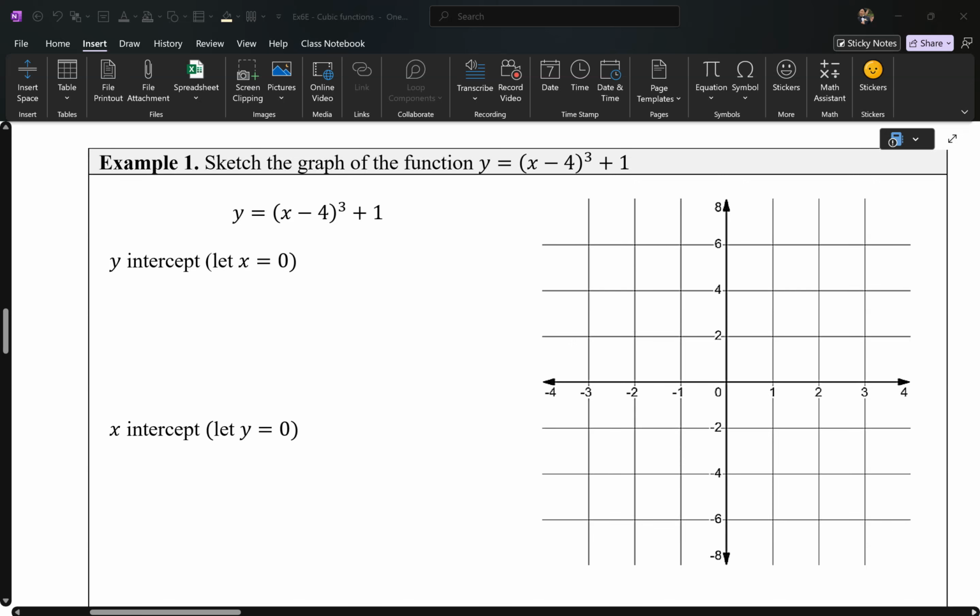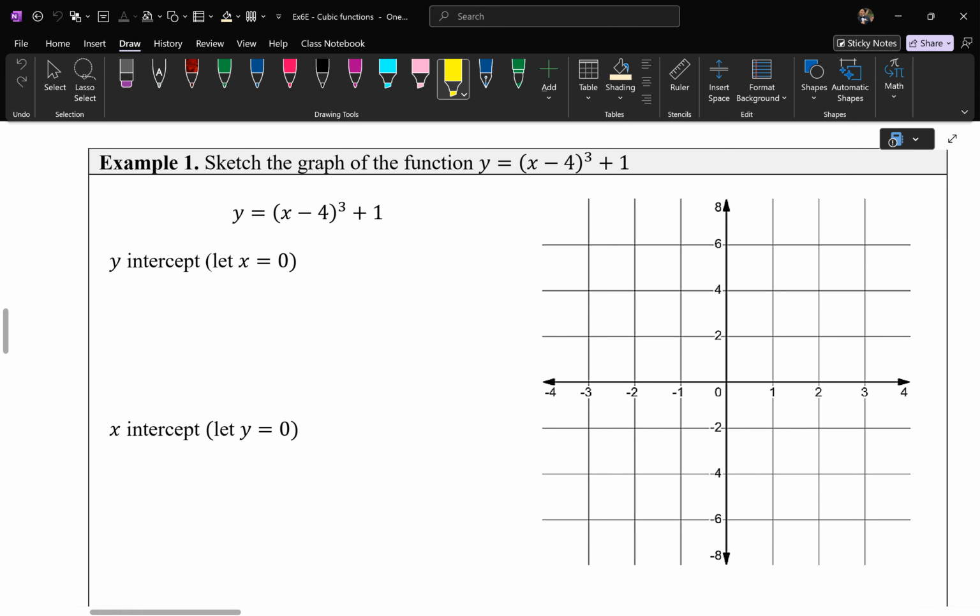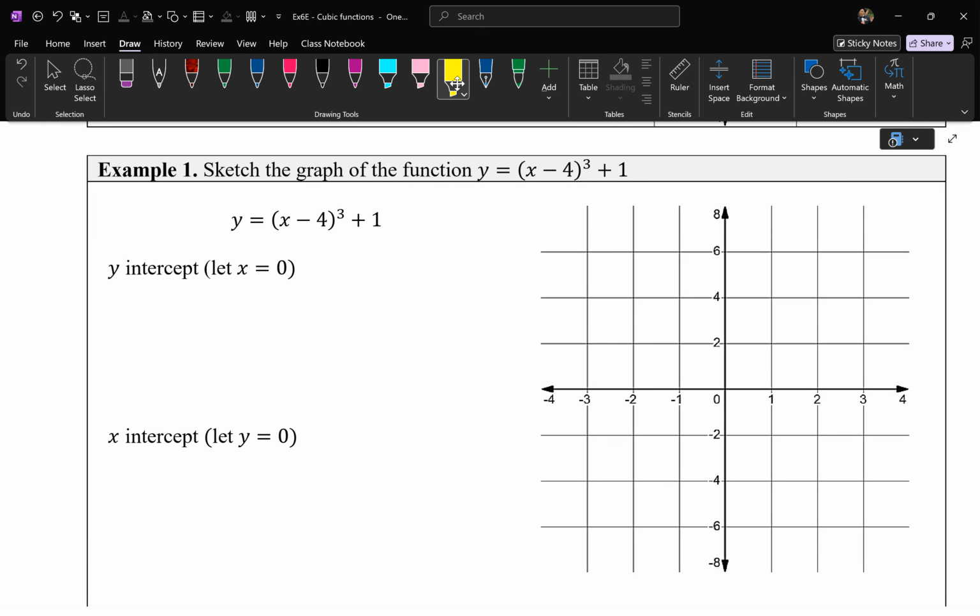All right, exercise 6E, example 1. Let's sketch the graph of this function. First question I want you to start asking yourselves: how many brackets are there and why are the brackets important? So how many brackets can we see in this example, Namafi? 1.